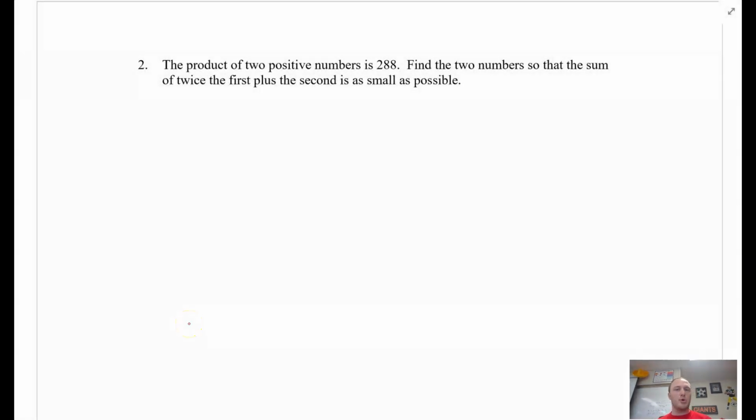Number 2, the product of two positive numbers is 288. Find the two numbers so that the sum of twice the first plus the second is as small as possible. Well, first of all, we need to define our numbers. The product of two positive numbers, I don't know what they are. I'm going to call them x and y. And what we know is that the product of these two numbers, x times y, is 288. So there's the information that is given.